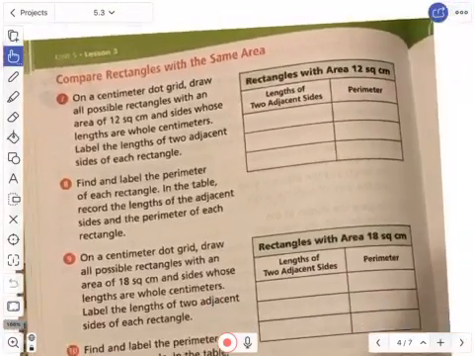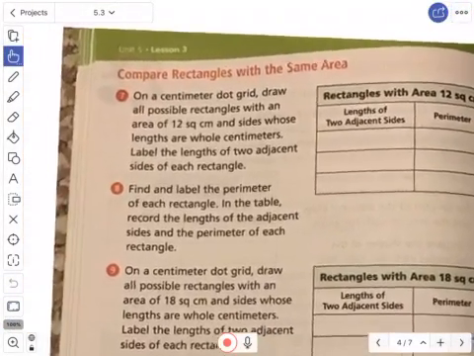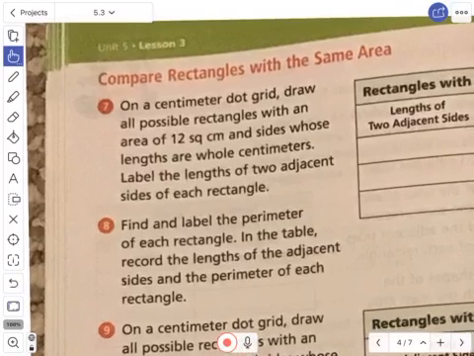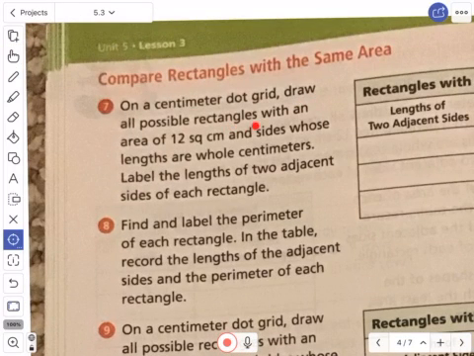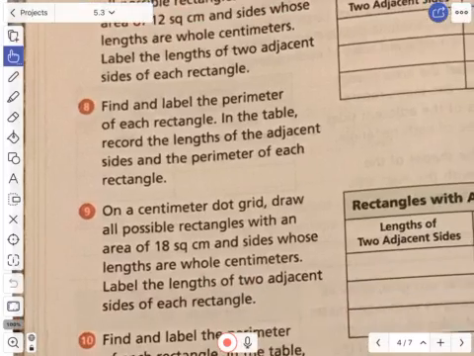Okay, so we're going to be doing something really, really similar, but this time we're actually going to start with area. So on a centimeter dot grid, draw all possible rectangles with an area of 12 square centimeters in sides whose lengths are wholes. So we can't do any halves again. Label the lengths of 2 adjacent sides of each rectangle. Find and label the perimeter of each rectangle. In the table, record the lengths of the adjacent sides and the perimeter of each rectangle.